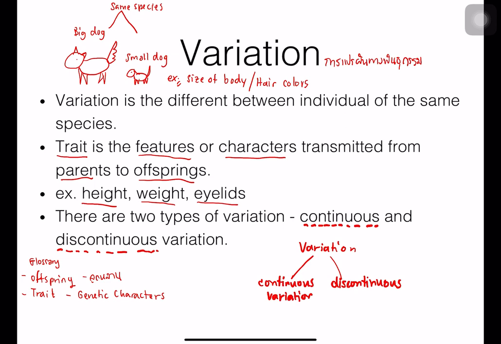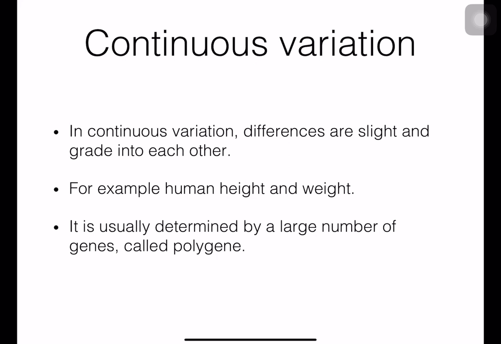Variation. So the word in Thai we use the term การแปรผันต่อเนื่อง and การแปรผันแบบไม่ต่อเนื่อง like this. The first type, the continuous variation. Here, the character will be slight and graded, which means the character will change step by step.